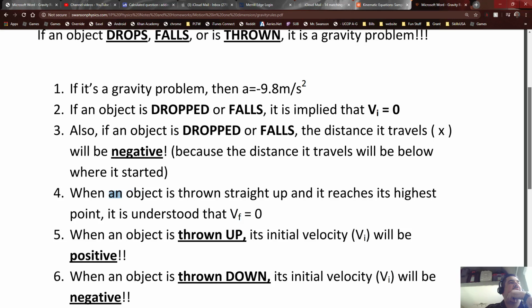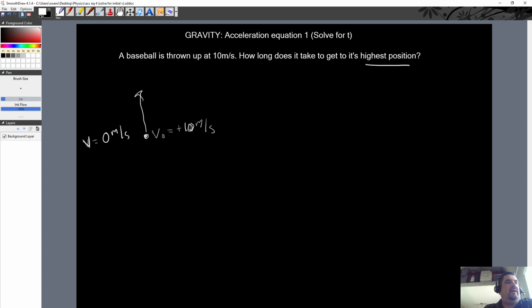Right here. When an object is thrown straight up, that's rule number 4, it reaches its highest point. It's understood that VF is 0. So now we know that the final speed here is 0. Okay? And then it starts at positive 10.